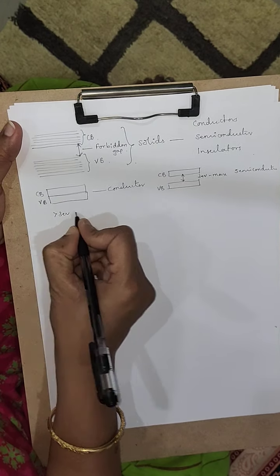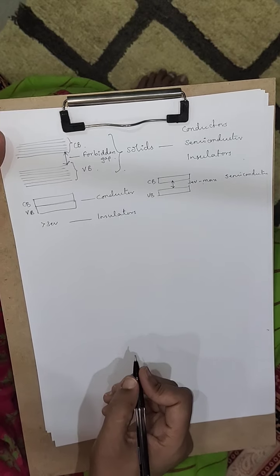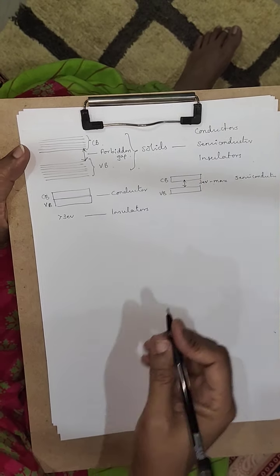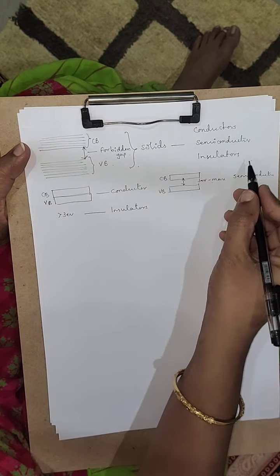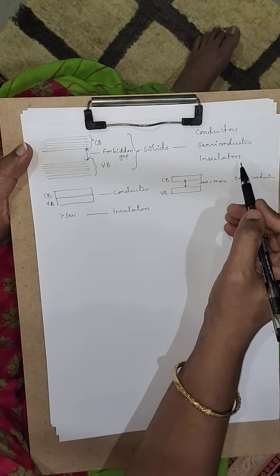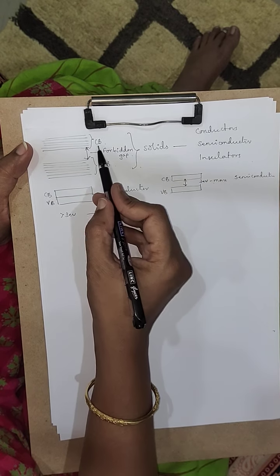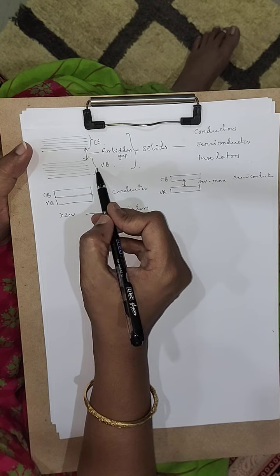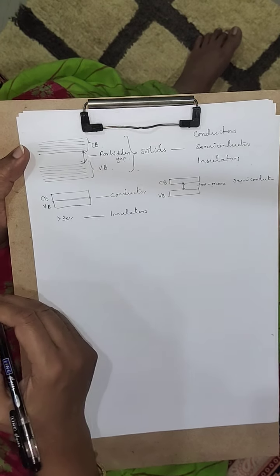So we understand from this part of the topic how the materials are classified into three main groups: conductors, semiconductors and insulators, depending on the bands, and how the bands are formed in case of solids.